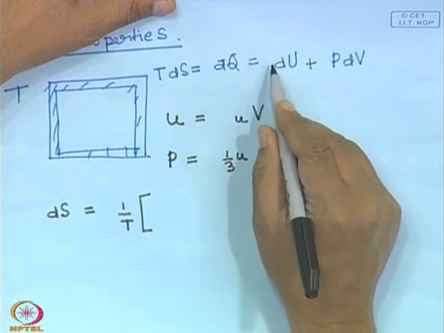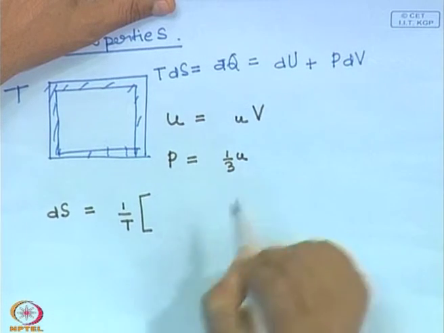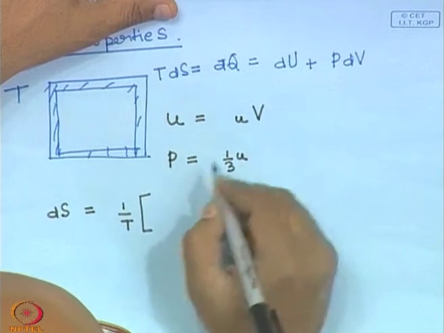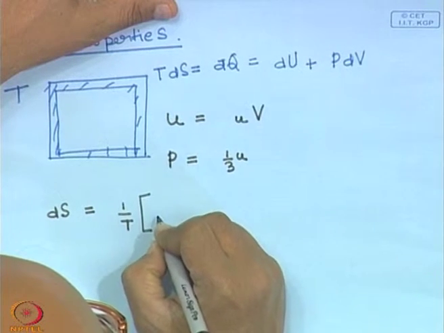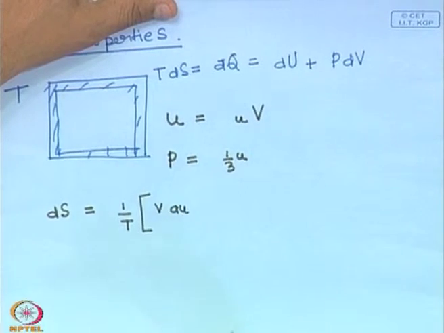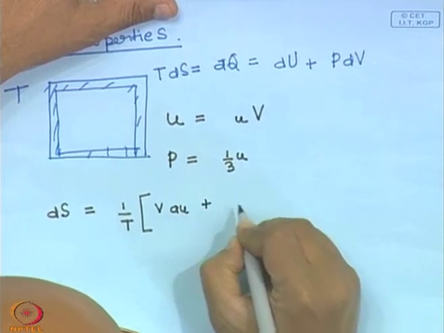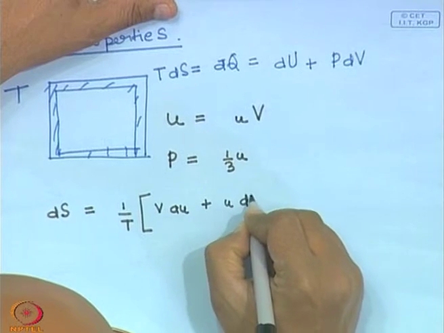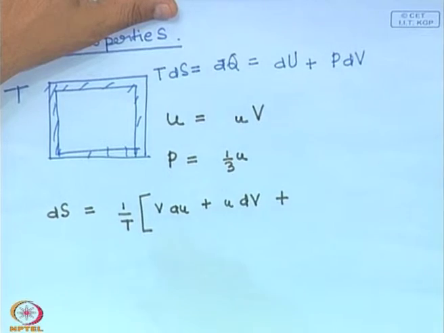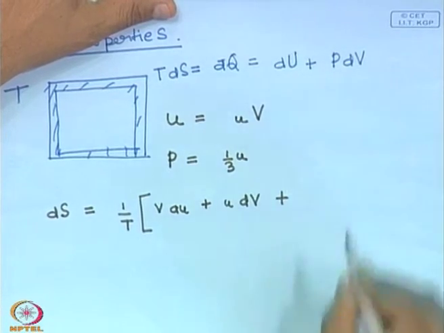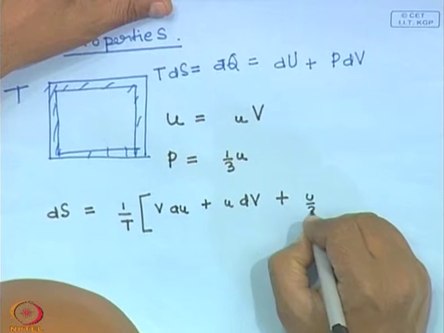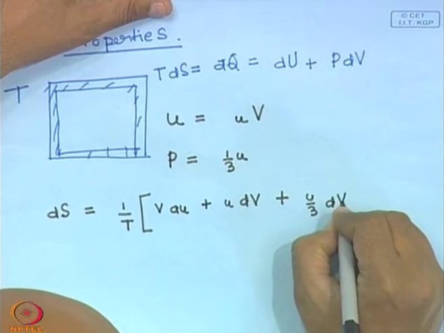The internal energy can go up due to two reasons. One is if the density of internal energy goes up, so I could have V du, plus u dV. The entropy could also increase due to the increase in the volume and the pressure acting on that. So that will be u by 3 dV.